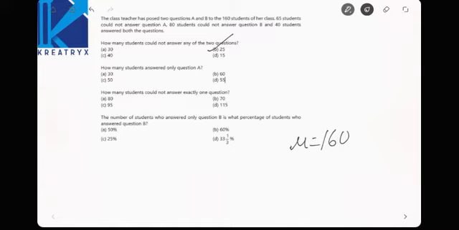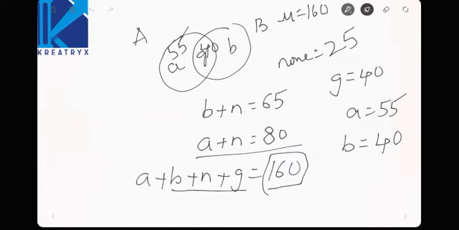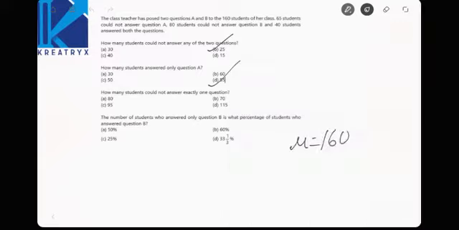How many students answered only question A? Only question A means A, small a. How many answered? Only 55. Right? How many students could not answer exactly one question? See here. B are the students who could not answer only A. A are the students who could not answer only B. Now 55 plus 40 are the students who could not answer exactly one question. Now that is nothing but equal to how much? 95.